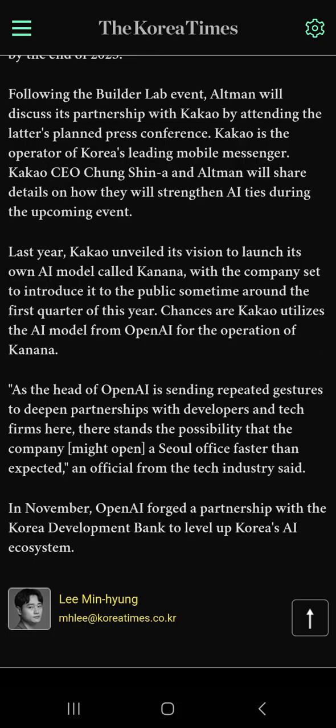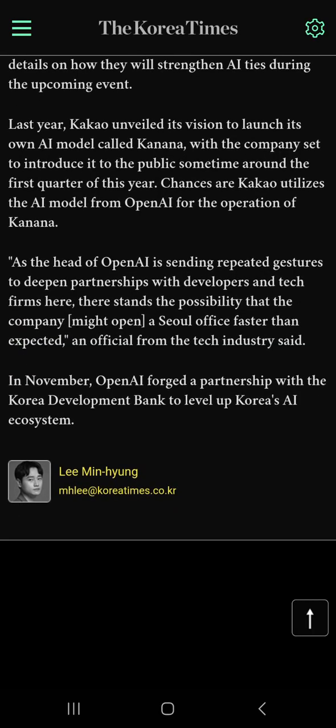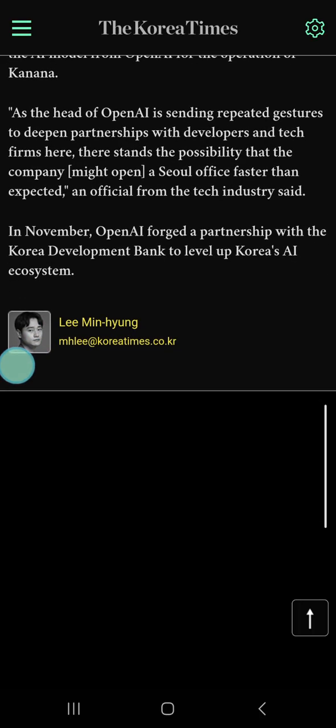As the head of OpenAI is sending repeated gestures to deepen partnerships with developers and tech firms here, there stands a possibility that the company might open its own office faster than expected, an official from the tech industry said. In November, OpenAI forged a partnership with the Korea Development Bank to level up Korea's AI ecosystem.